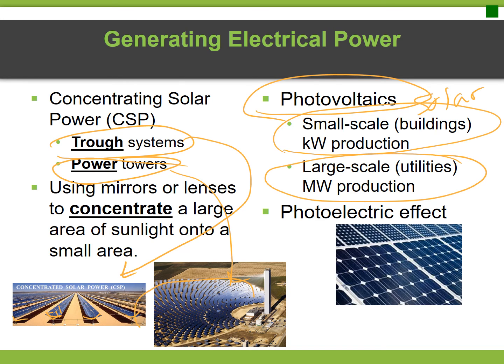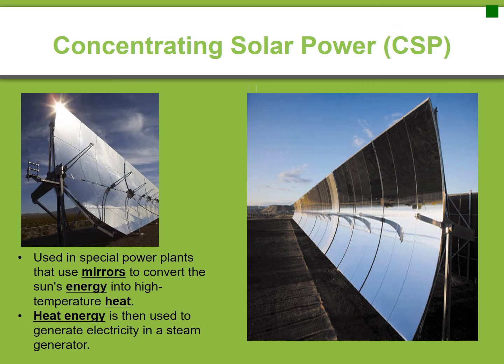For this one, all of these mirrors right here are focused towards a pinpoint area on this power tower. And basically what you're doing is you're concentrating a lot of solar energy into a specific point. So concentrating solar power, this one uses mirrors. So this is the trough system. If you look at this mirror, okay, what it's going to do is reflect the sun to this point right here. Okay, it's going to reflect all of this light to this point right here.